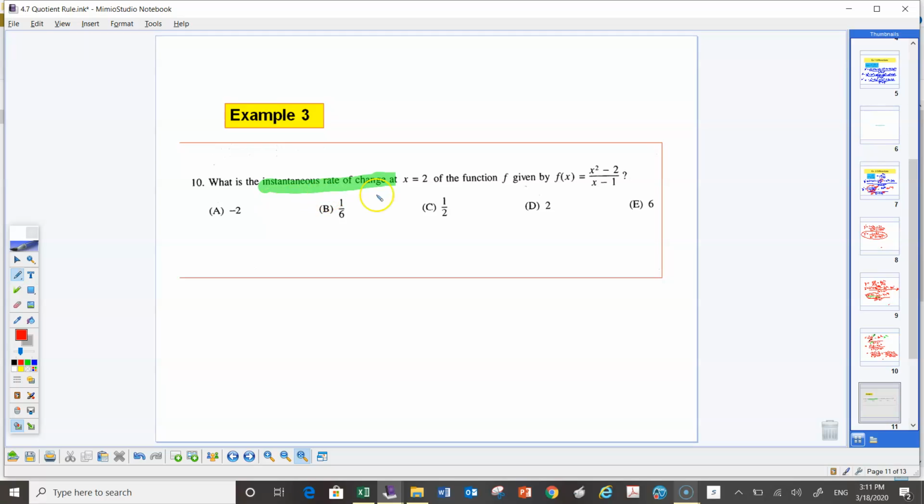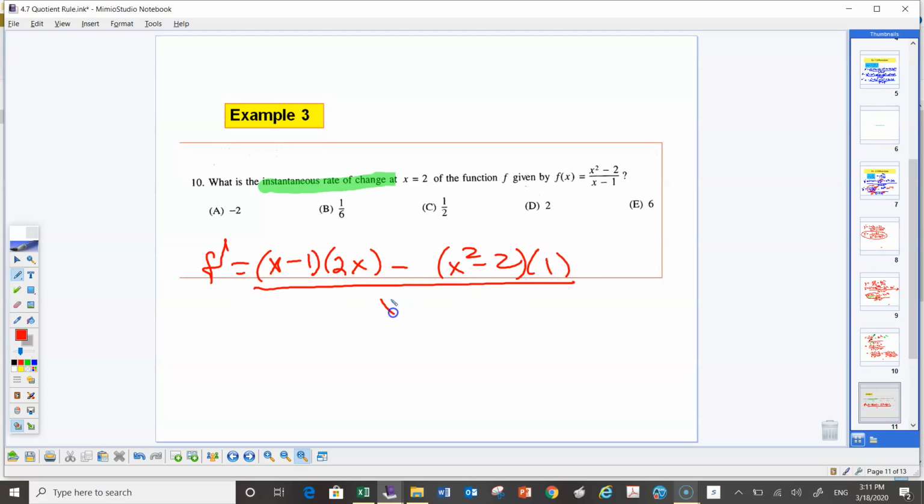So they want us to find the instantaneous rate of change when x is 2, which really means find the derivative when x is 2. So I need to take the derivative of my function. Using the quotient rule, it's x minus 1 times 2x, minus the top, which is x squared minus 2, times the derivative of the bottom, which is 1, all over x minus 1 squared. Now at this point, we don't need to simplify because we're trying to evaluate it at 2. So we're just going to plug 2 into f prime.